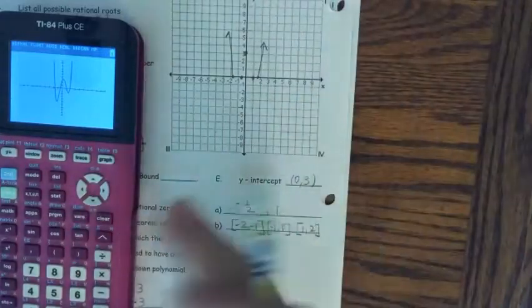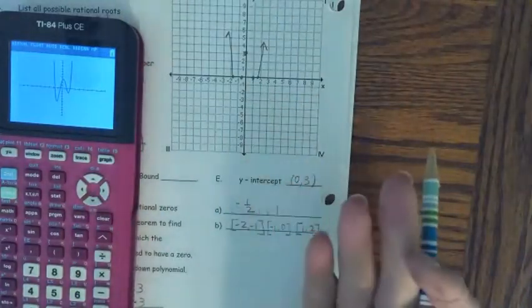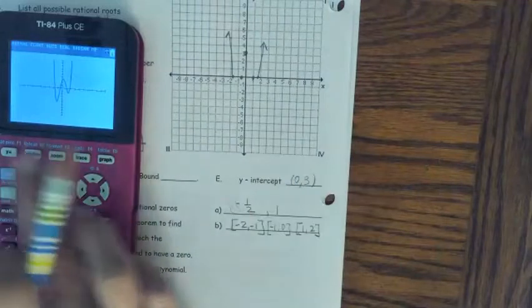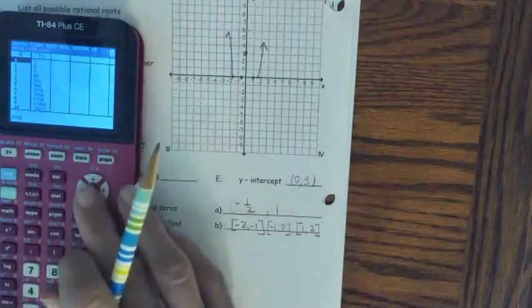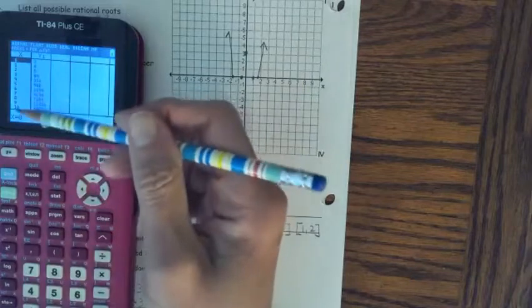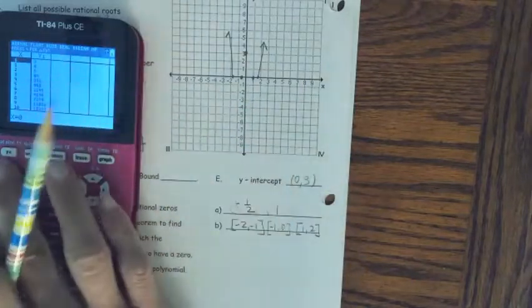And you can do this one of two ways. This is kind of an estimate. If you want to go to your table and you want to plot some other points, and you want points in between, you can do that way. Or remember, we can find these low points.